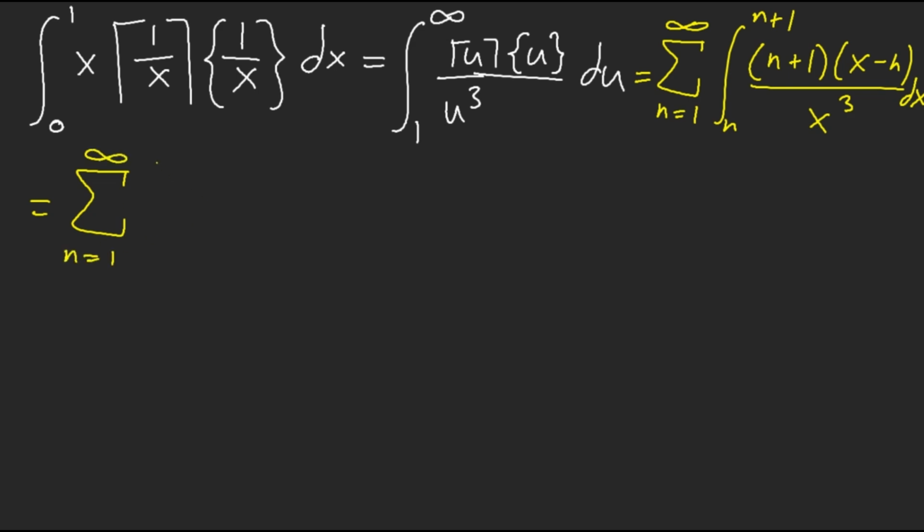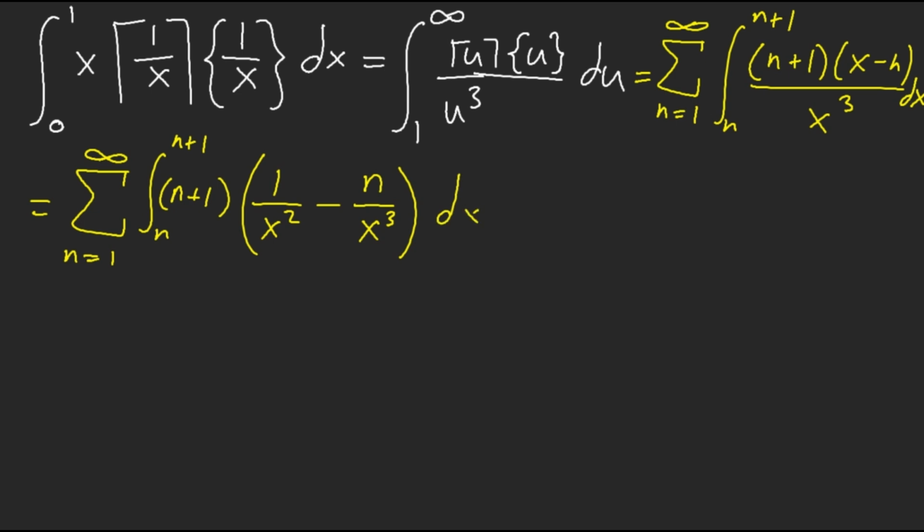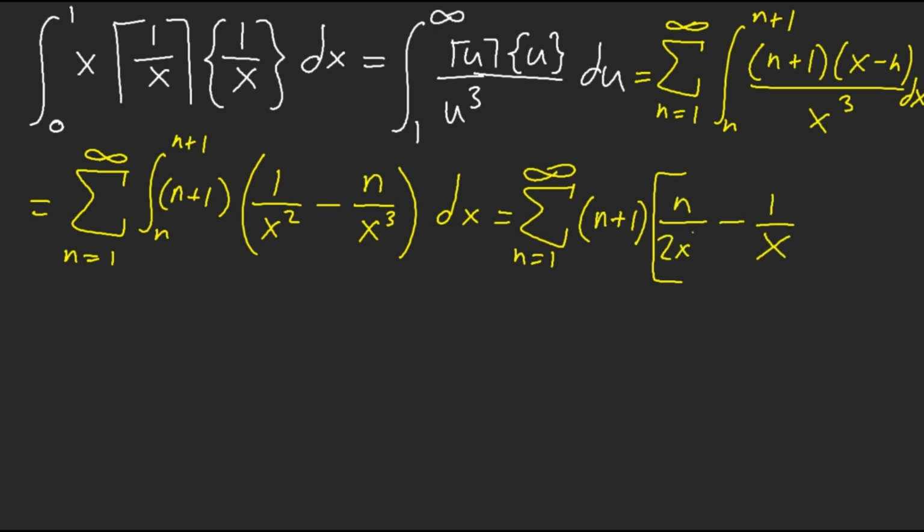We rewrite this. The most annoying part. Okay, so we could technically take out the n plus 1. That's just a constant. Here, what we're dealing with is the x. See, we have 1 over x squared minus n x cubed. Now what we have is minus 1 over x, this is going to be n 2x squared, from n to n plus 1.